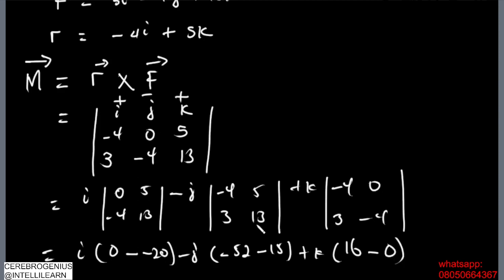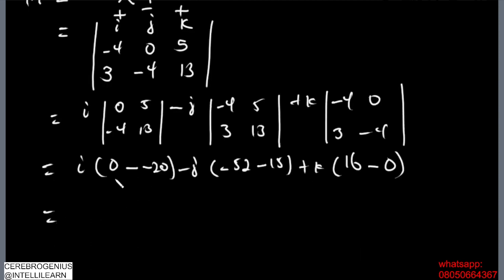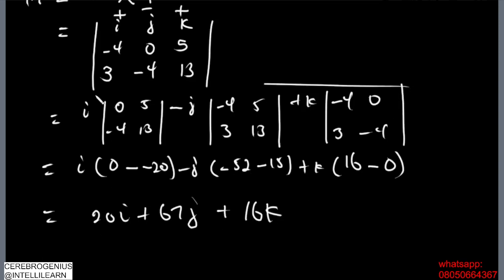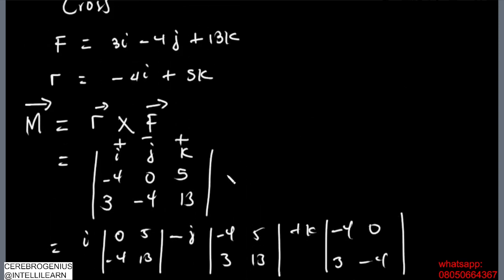So if I simplify this, I'm going to have plus 20, so that will be 20i. Now 52 plus 15, that's going to be 67. So this will be minus 67, but it will be plus 67j, because there is a negative sign here. So if you turn this to positive, then plus 16k. This should be the answer, if I have not made mistake in any of the arithmetic that is here. But we can easily do this with our calculator too.